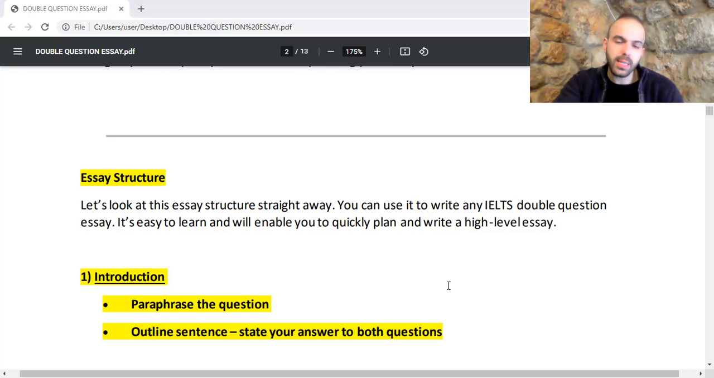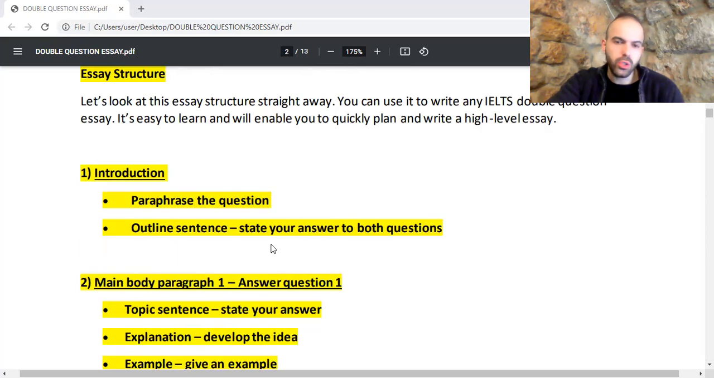So let's look at this essay structure straight away. You can use it to write any IELTS double question essay. It's easy and will enable you to quickly plan and write a high level essay. So let's start with the introduction. In the introduction, you need to paraphrase the question, and then after that, you will have to write the outline sentence.